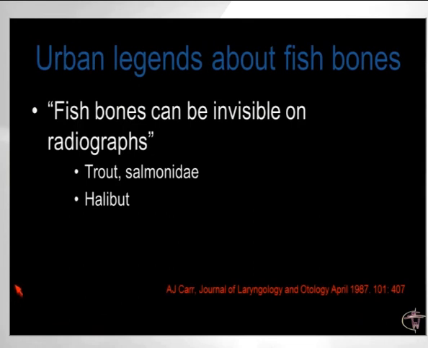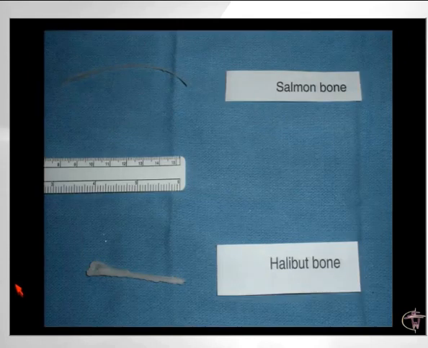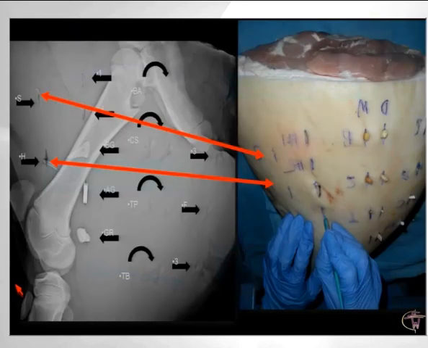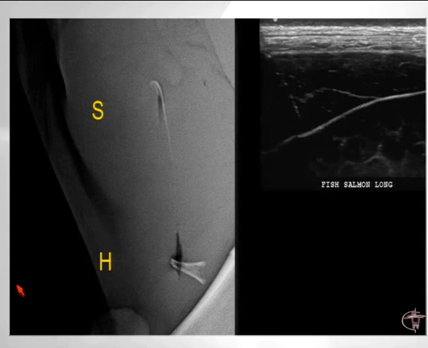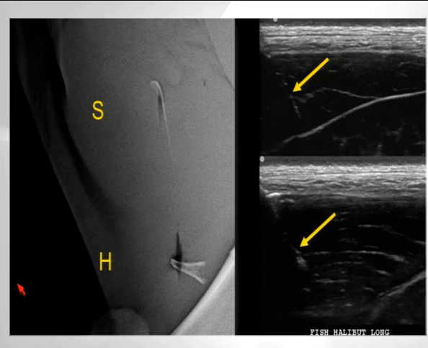So there's one urban legend. It has been said that trout and halibut foreign bodies, or fish bones of the Salmonidae or the halibut species, are not visible very well on radiographs. Here's a salmon bone and a halibut bone. We stuck this into the ham, and here it is on close-up. And yes, you can see them both, the salmon as well as the halibut. More importantly, when you know where your foreign body is, you can see it with ultrasound. It will show itself as a hyperechoic structure with a dorsal acoustic shadow. Similar for the halibut bone, echogenicity, dorsal acoustic shadow.